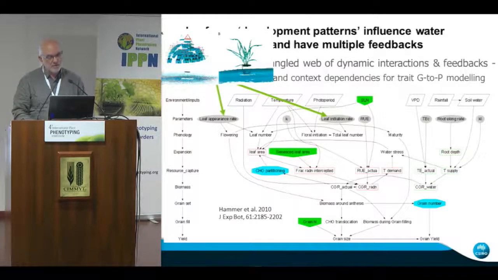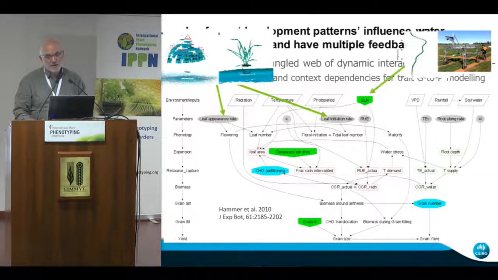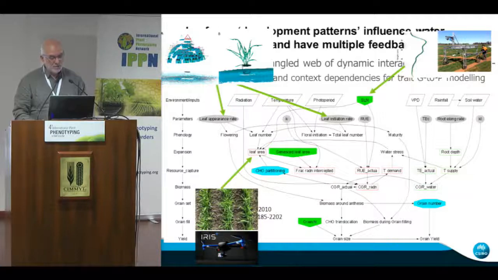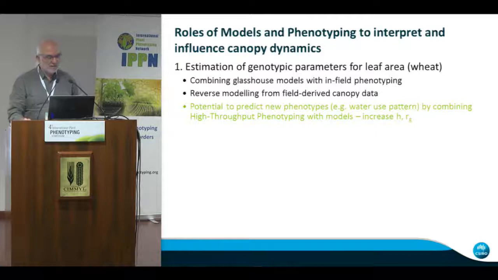Okay, so you've got these measures from your platforms, either in the glasshouse, in the field, or from your UAV, and you can start to get derived phenotypic values that add that integration to what you're trying to do. So the main outcome of that is the potential to predict new phenotypes like water use pattern by combining those methods with some model that can capture those interactions.